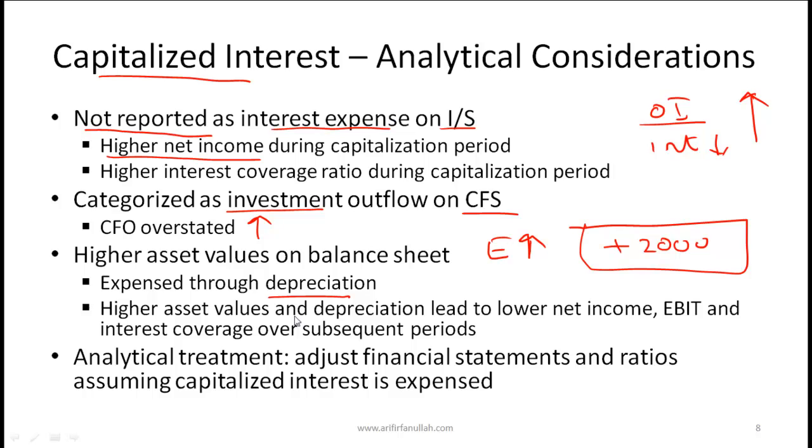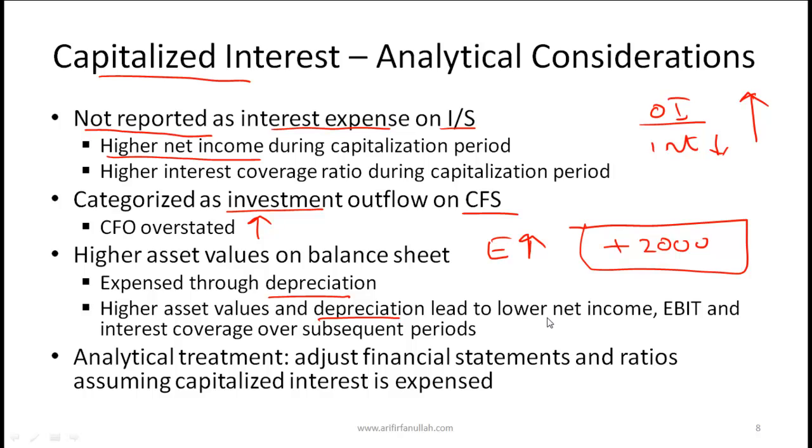Higher asset values and depreciation lead to lower net income, lower operating profit or EBIT, and lower interest coverage over subsequent periods. So what this is saying is that in subsequent periods, since we have higher asset values, we will therefore have higher depreciation, which is an expense. Higher depreciation will mean lower income.